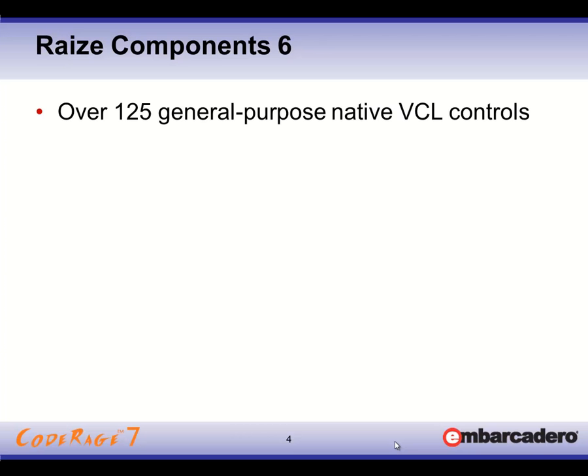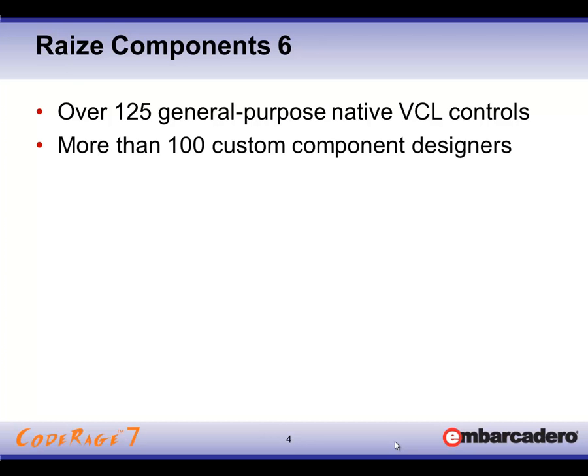Just to recap, Raize Components 6 comes with more than 125 general-purpose native VCL controls. In addition, you have more than 100 different component designers, a lot of which I showed today. Right-click on every component, and those common properties are at your fingertips. They make it much faster for developers to customize the appearance. You may have noticed I rarely go to the Object Inspector when I'm designing forms using Raize Components.